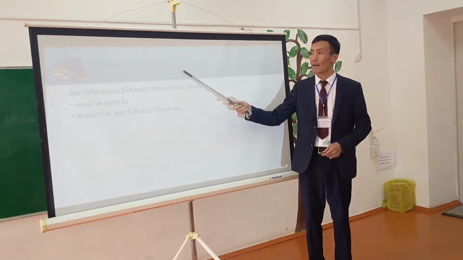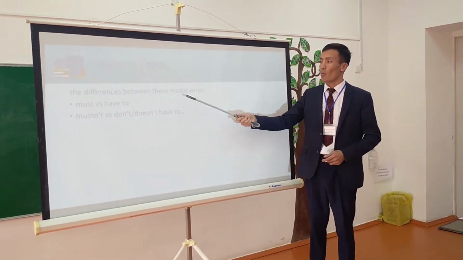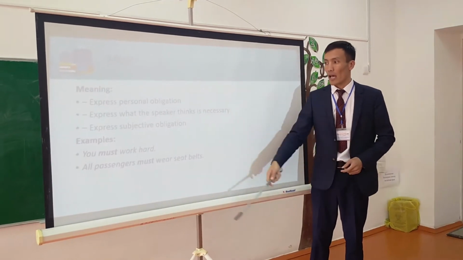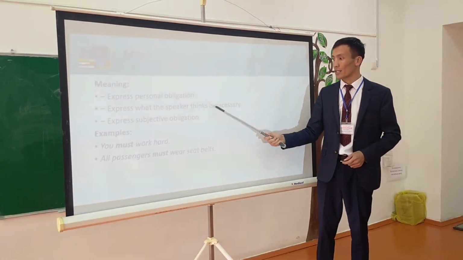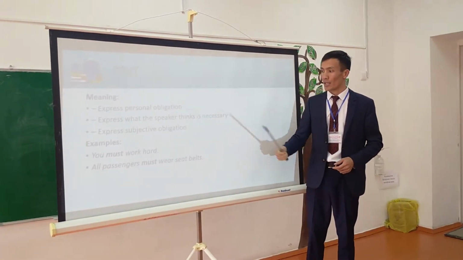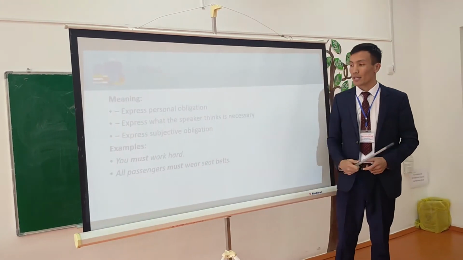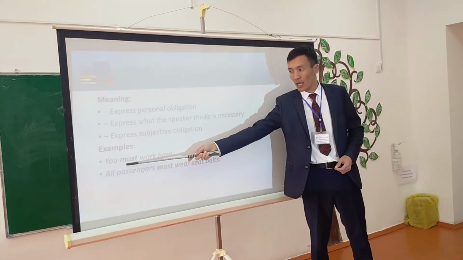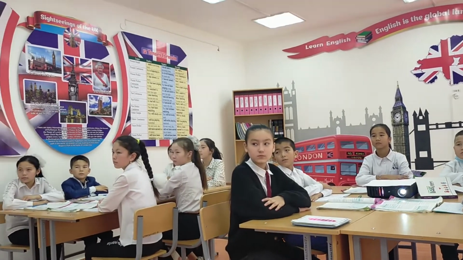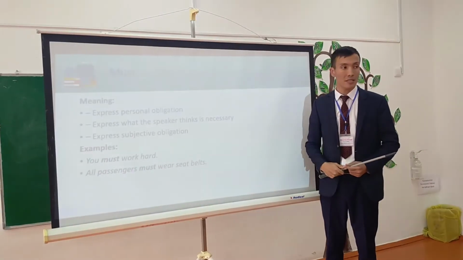Have to and must. Have to and must, the differences between these modal verbs. Have to және must modal етістіктерінің екеуінің ерекшеліктері. Next. Must, meaning express personal obligation, бұл жеке міндеттемені білдіреді. Express what the speaker thinks is necessary. Бұл сөйлеушінің жеке қажеттілігін білдіреді. Express subjective obligation. Бұл субъективті міндеттемені білдіреді. For example, мысалы, you must work hard. Сен еңбектенуің керек. Бұл жерде must жеке міндеттемені білдіріп тұр, иә? All passengers must wear seat belts. Барлық жолаушылар қауіпсіздік белдемесін тағуы керек.